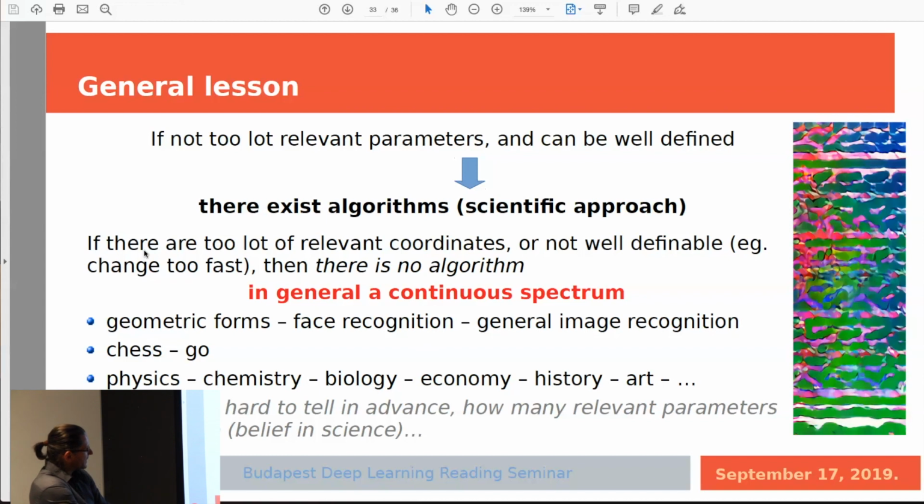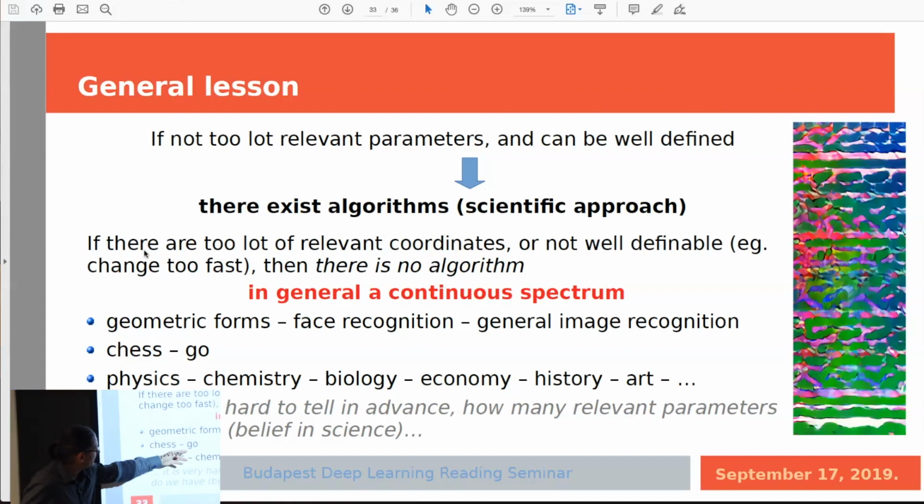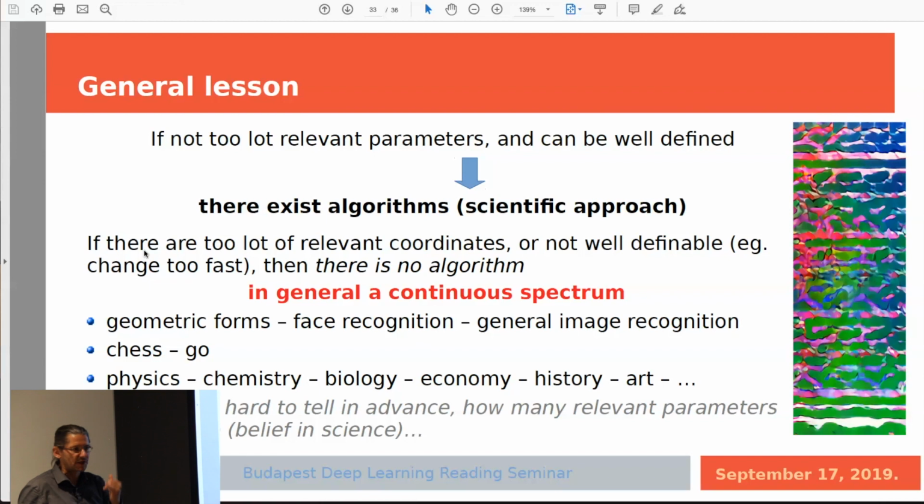understanding of stuff. For example, we have seen that geometric forms, although they contain a lot of relevant coordinates because it's hand-tailored, we can understand. Face recognition is in the middle. We have put a lot of effort in, and we sort of understand what face recognition means, but general image recognition is not possible. And again, the other example is chess and Go. For chess, there are algorithmic approaches. For Go, there are no algorithmic approaches.